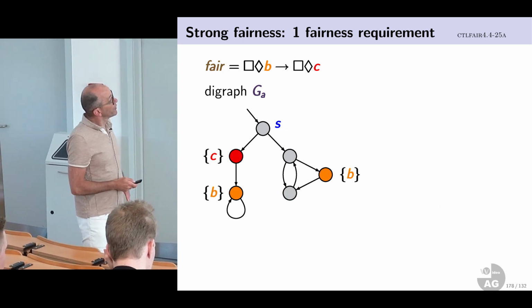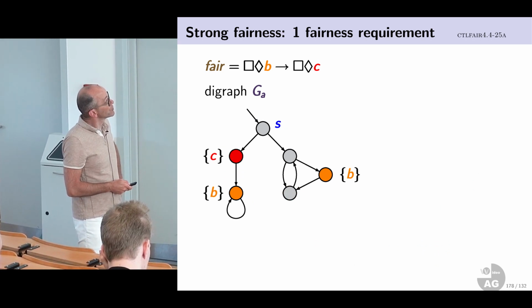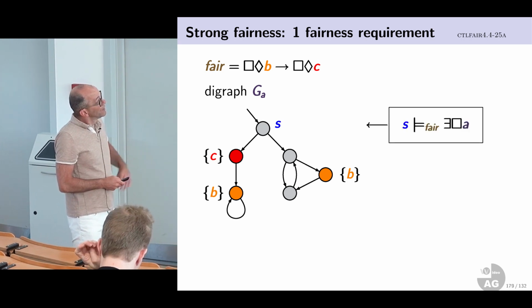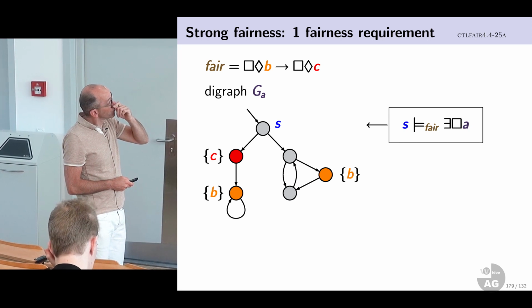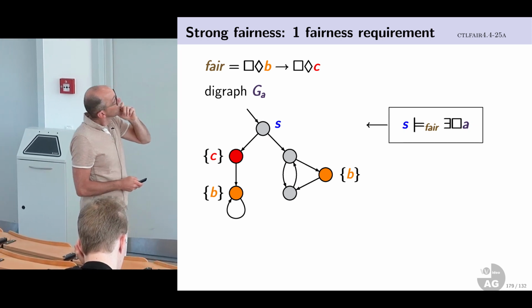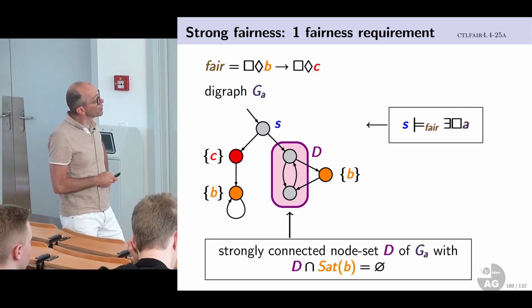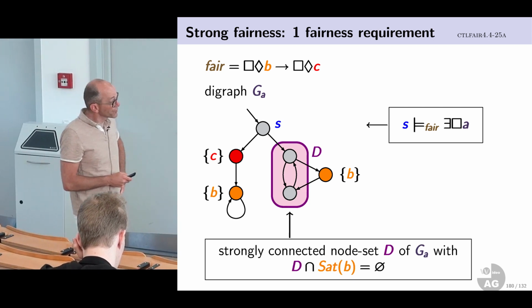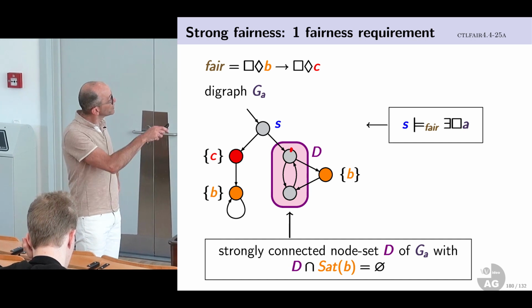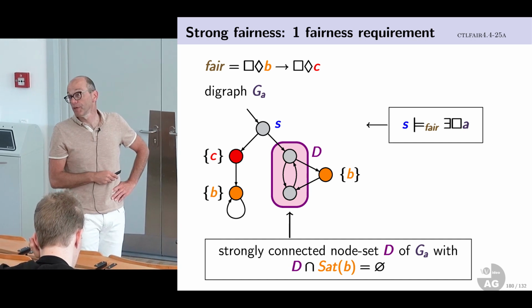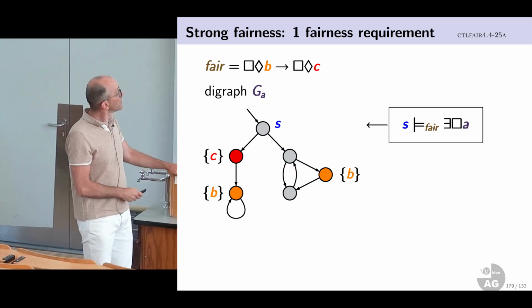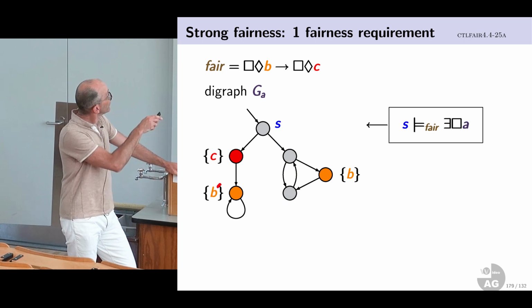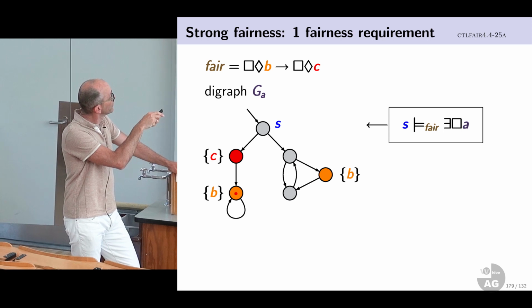Suppose that this is the subgraph. Same fairness assumption as before. Claim: S satisfies fair existential box A. How are we going to check this? Because there is a strongly connected node set, namely these two, which does not contain a B state. So you should not make the following mistake, is that you say, well, this is a strongly connected component. Well, this is infinitely often orange. It does not have a red state, so this is not good.